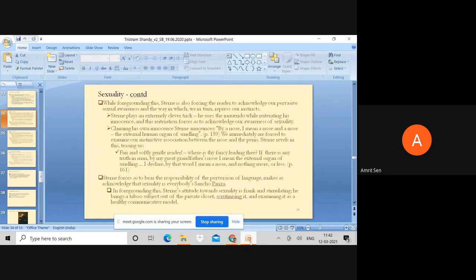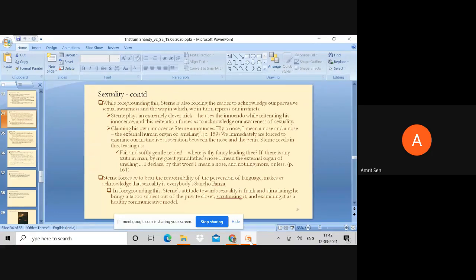So when he repeatedly says nose, he clarifies, "by nose I mean a nose, the extended human organ of smelling." And then he immediately asks you. So he's not saying that I am a dirty old man, but you, reader, "fair and softly gentle readers, not only men, but also women, where is thy fancy leading thee? If there is any truth in man, by my great grandfather's nose, I mean the external organ of smelling."